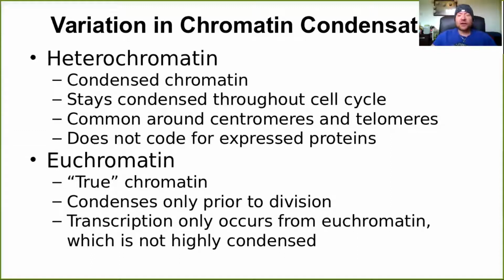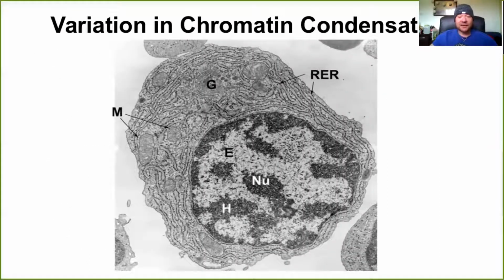Transcription only occurs from euchromatin. Transcription is when a gene is switched on and you make messenger RNA. That only occurs in euchromatin, which is not highly condensed. So here you can see E for euchromatin, H for heterochromatin. The heterochromatin looks darker. It also looks like there's less of it. There's not. There's more of it, but it's condensed. The euchromatin is the lighter material that consists of the genes which are switched on.